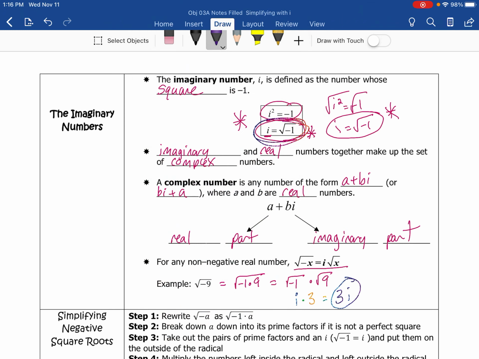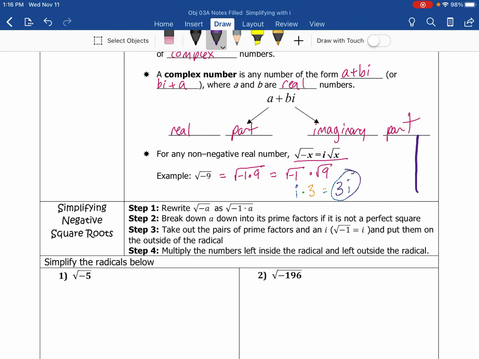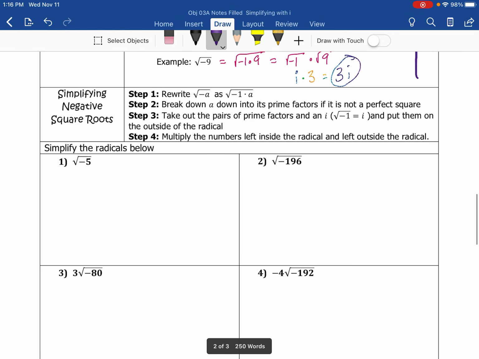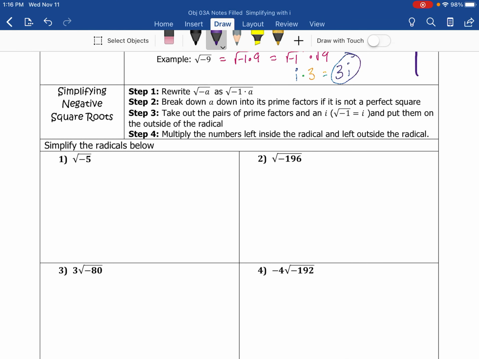So we're going to be simplifying basically the same way we were in the previous section, except we're going to add an i to it. So again, procedures are going to be the same. I just have 4 practice problems here. So this is simplify the radicals below. So I'm going to go through. I'm going to rewrite this. This is the square root of -1 times 5, okay, which is the same thing as the square root of -1 times the square root of 5.